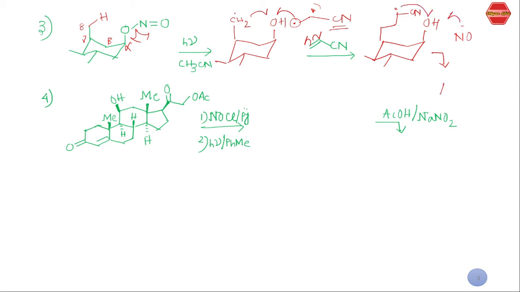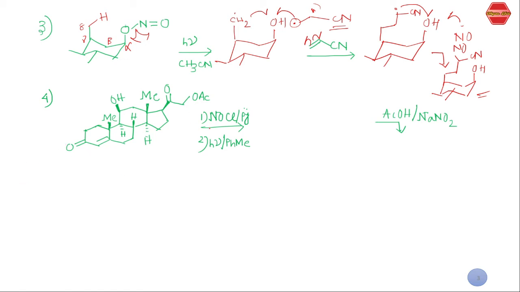And finally we will get this kind of product, that is your OH over here, and here is your cyanide, and here is your NO. So this is your major product of this reaction. Now let's see the last example, that is this one.